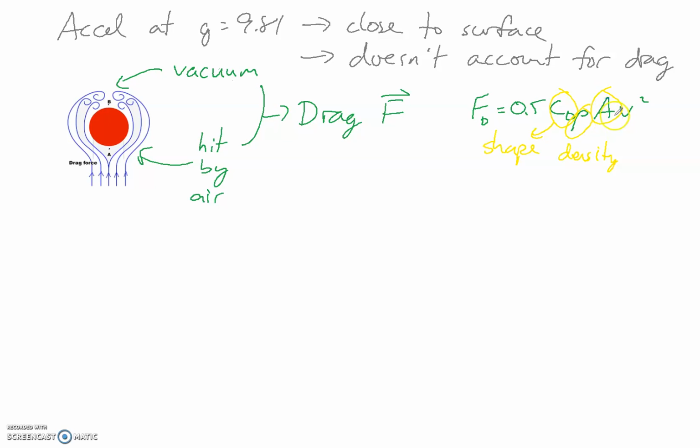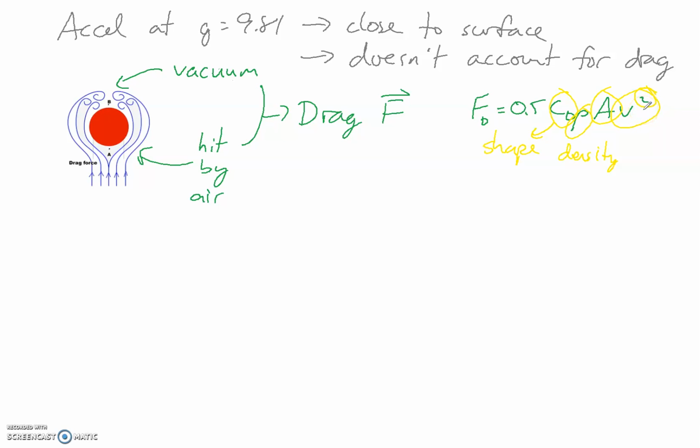This A, that's the cross-sectional area, or the impact area of the object. And this is how fast it's going. And you can see it's squared. So speed is the biggest factor in terms of how much drag there is on an object. The faster you go, you get way more drag. So if you double your speed, since it's squared, you'll have 4 times the drag.